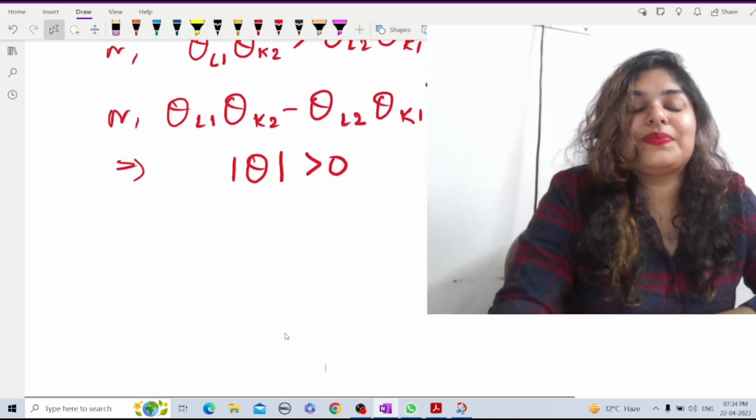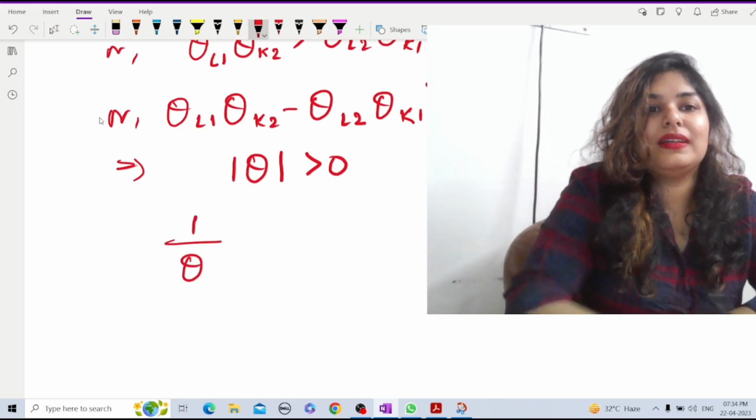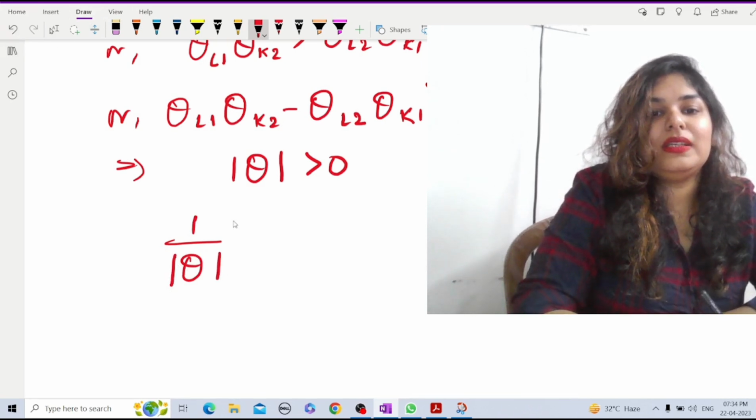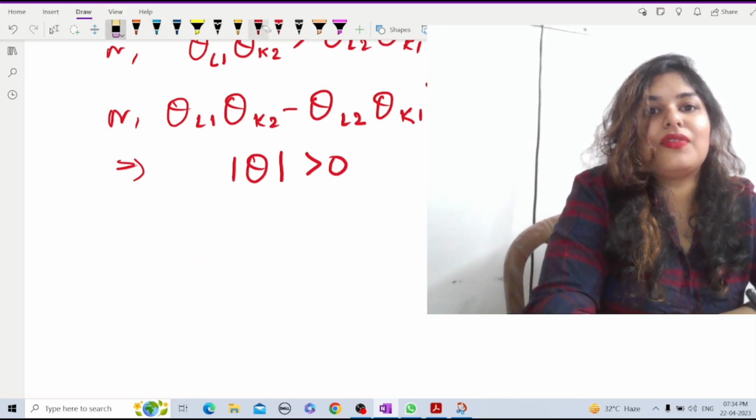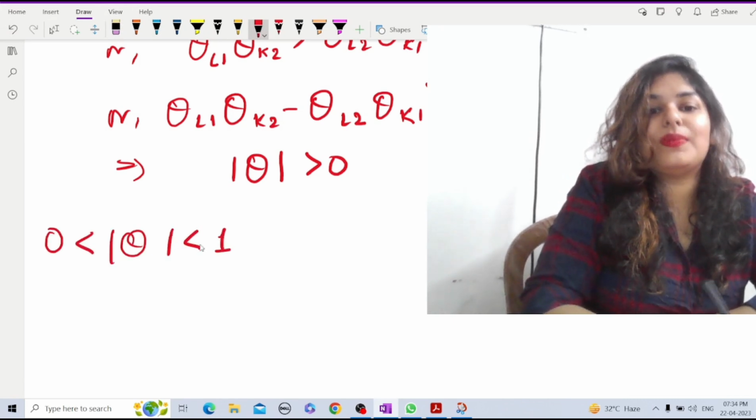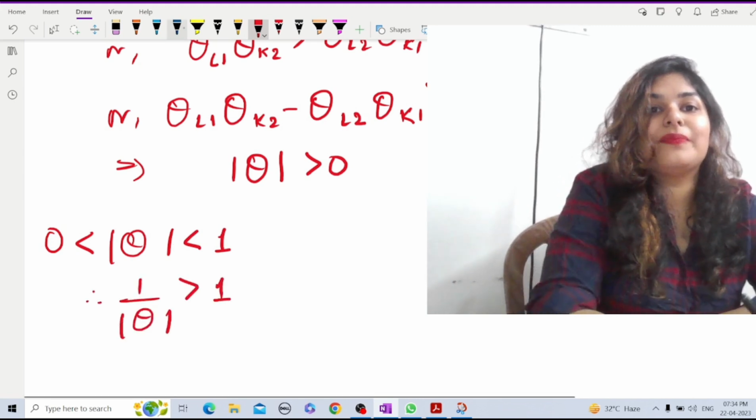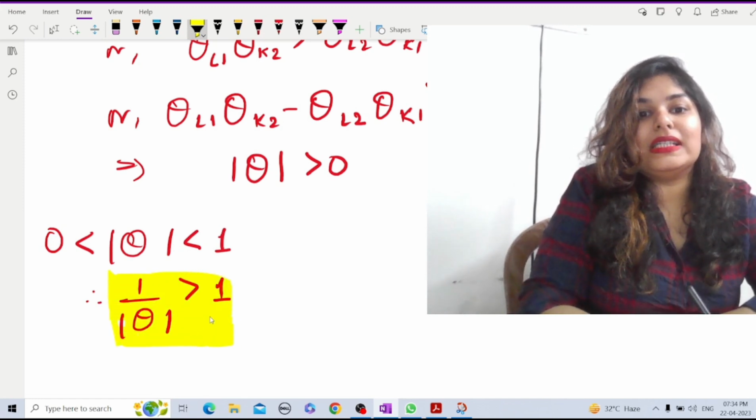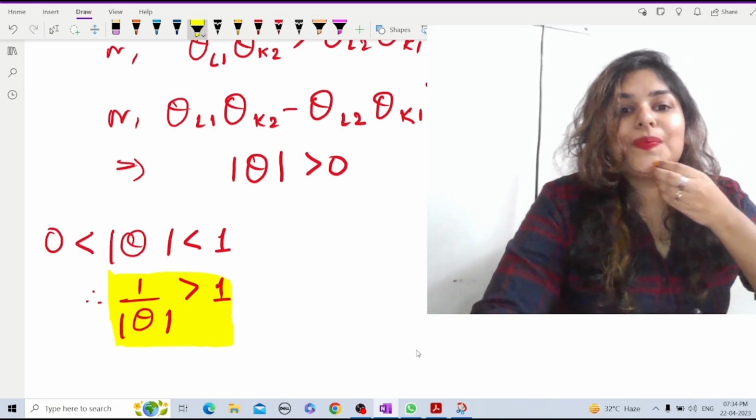Now, since theta is a fraction, we can write down theta is obviously greater than 0 but less than 1, because this is a fraction. Therefore, 1 by theta is greater than 1. This is another important result that we will need in order to prove the Stolper-Samuelson theorem. So this one we have got.